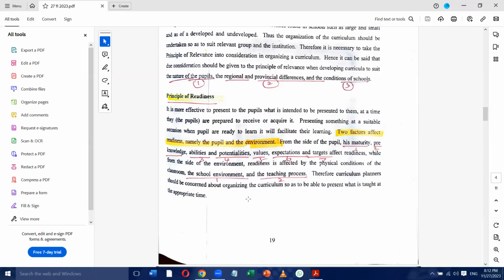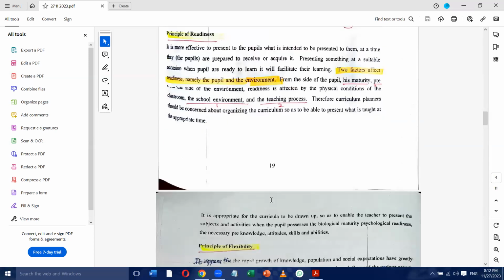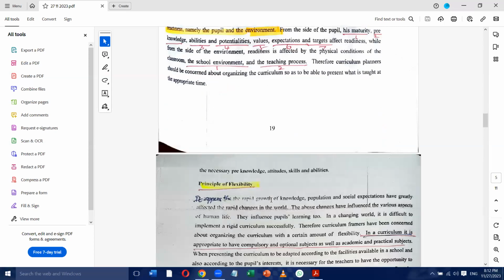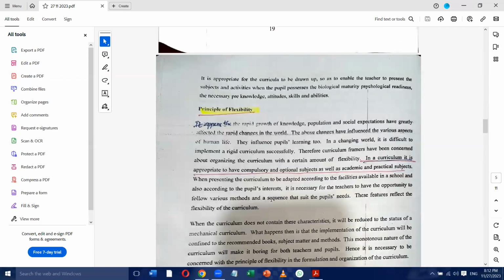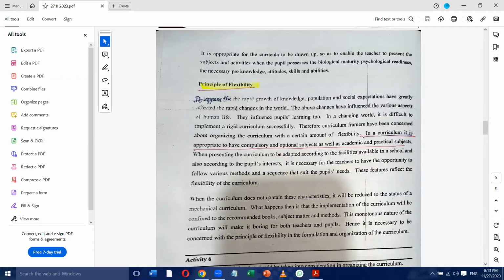But the teaching process is another different one. Therefore, the curriculum planners should be concerned about organizing the curriculum so as to be able to present what is taught at the appropriate time. But we know that. Next. It is appropriate for the curricula to be drawn up so as to enable the teacher to present the subjects and activities when the pupil possesses the biological maturity, psychological readiness, the necessary pre-knowledge, attitude, skills, and abilities. Right, next, principle of flexibility.